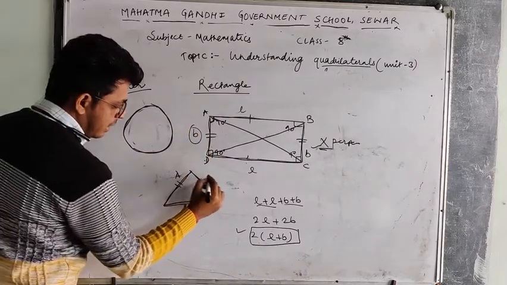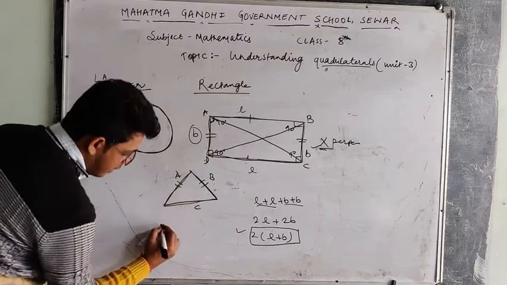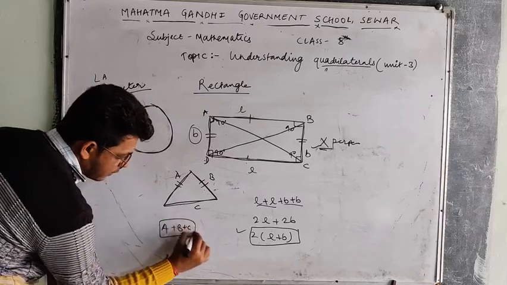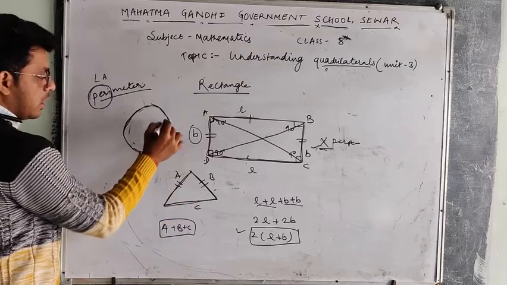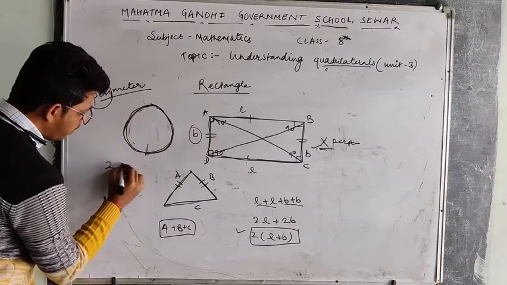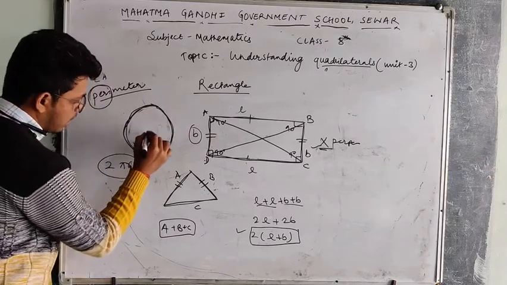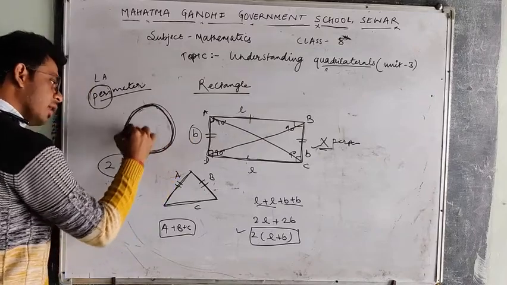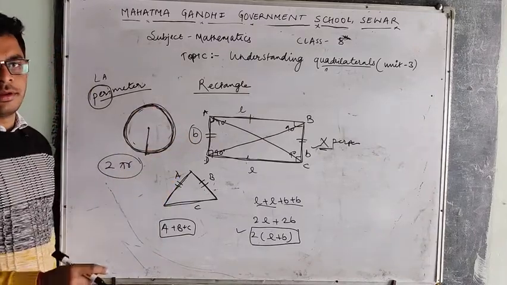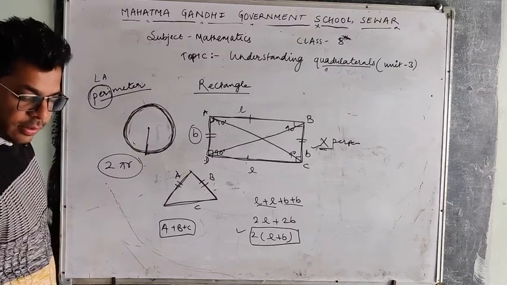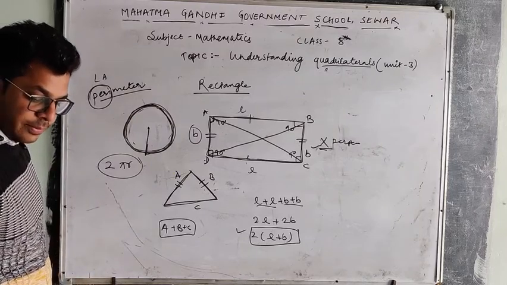What about a triangle? If I write this A, this B and this C, then the perimeter will be A plus B plus C. What about this circle? The perimeter of a circle can be represented by 2 pi R, where R means radius. So any structure's boundary is called perimeter.